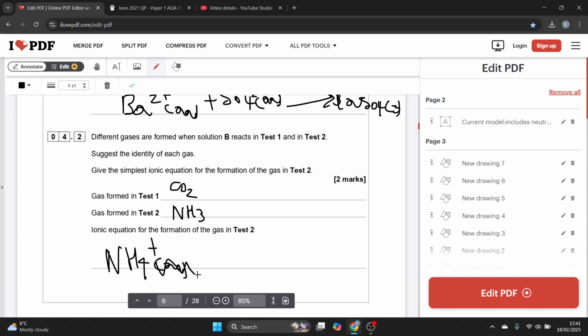Ionic equation for the formation of the gas in test 2: NH4 plus aqueous. Actually, it didn't even ask me for the state symbols, so why would I give them? Plus OH minus to form NH3. I guess you could, but that's fine. NH4 plus aqueous plus OH minus aqueous forms NH3 gaseous plus H2O liquid, and it says ignore state symbols. Yeah, because it didn't tell me to do that.